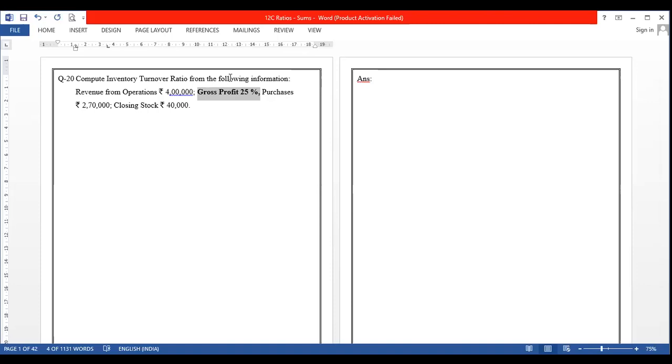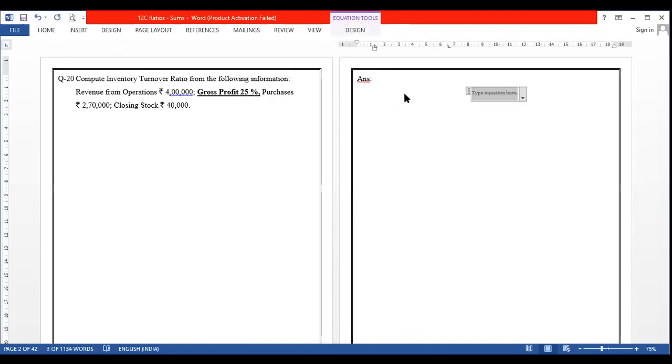Now this gross profit, which I have already highlighted, underlined also, right? So when nothing is mentioned, we just assume that the gross profit is always on its selling price, on sales. So let us calculate the first amount of gross profit. Okay, so gross profit given to us is 25%. 25% of what will we take? We will take it on sales. And sales given to us over here is revenue from operations, rupees 4 lakh. Okay, so 25% of 4 lakh. Instead of 4 lakh, 25% of revenue from operations. Okay, so let us calculate it.